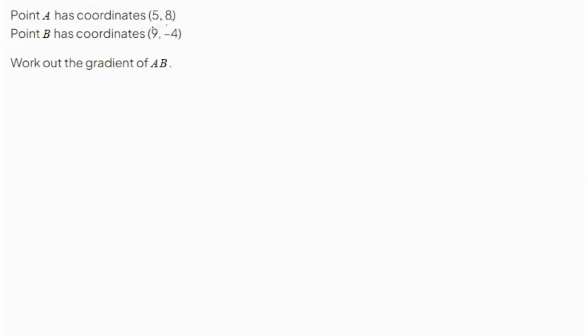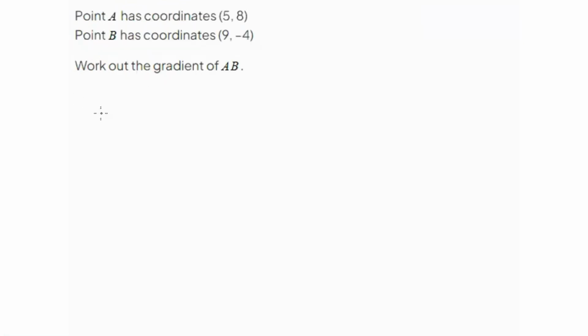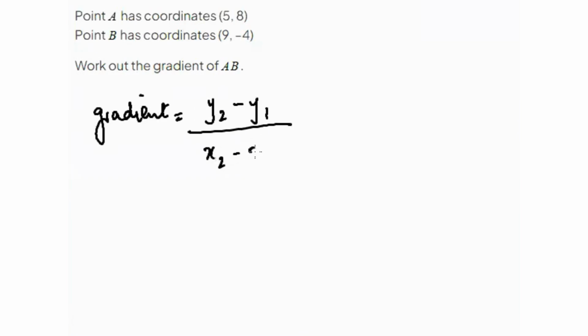Point A has coordinates 5, 8. Point B has coordinates 9, -4. Work out the gradient of AB. So gradient has the formula of y2 minus y1 divided by x2 minus x1.